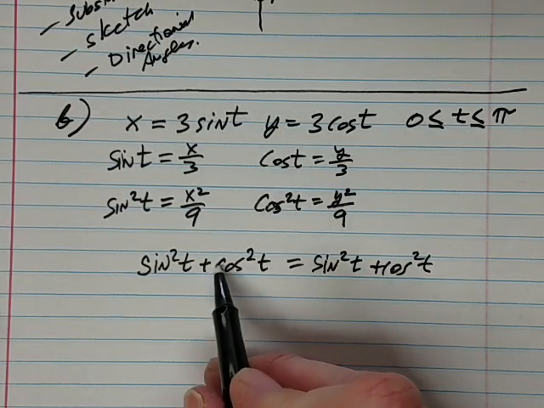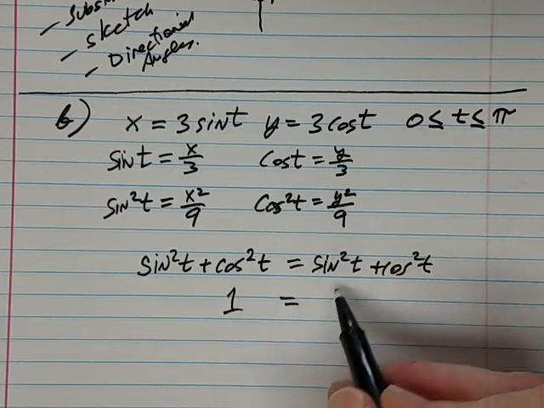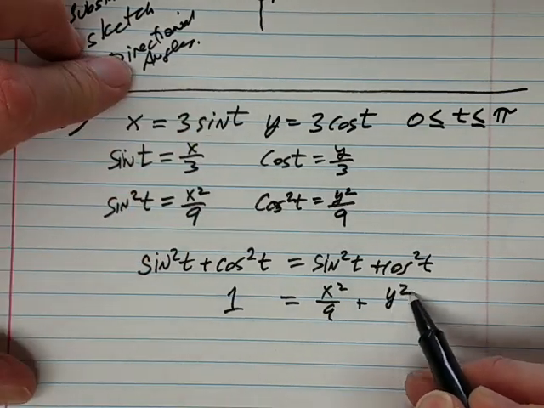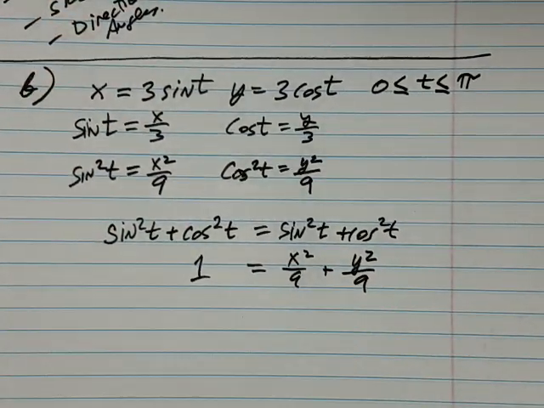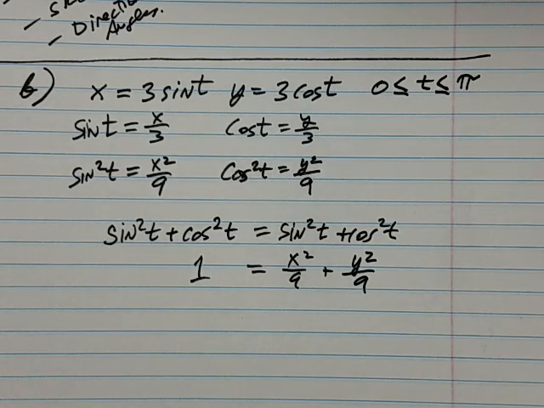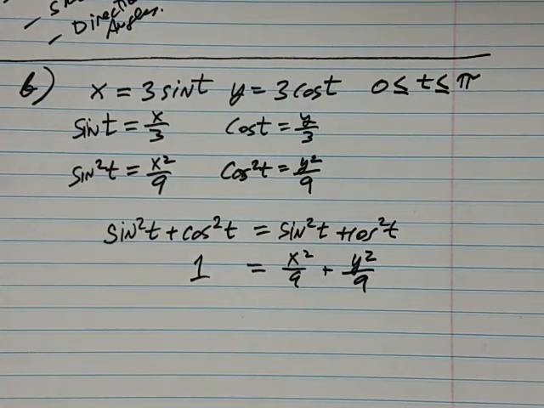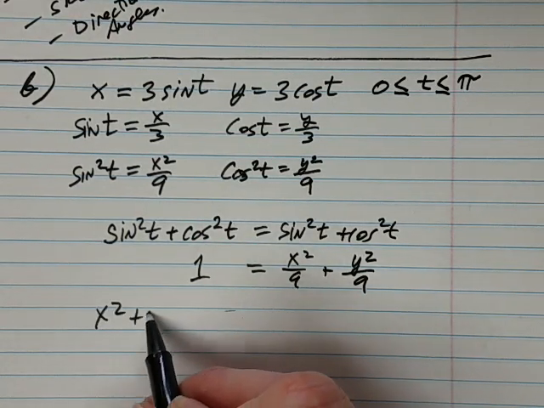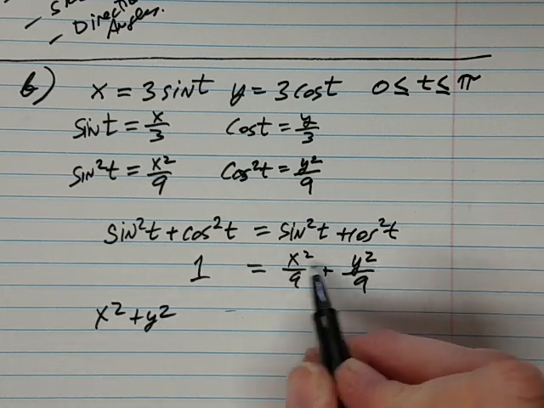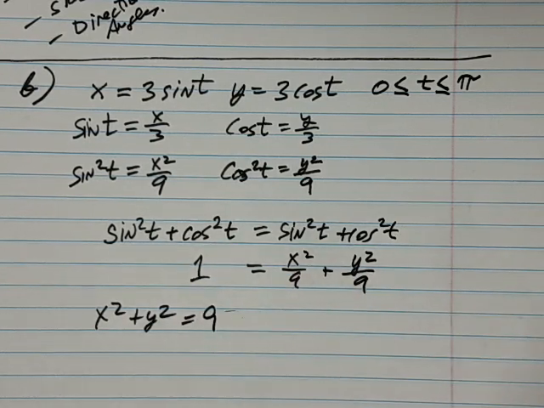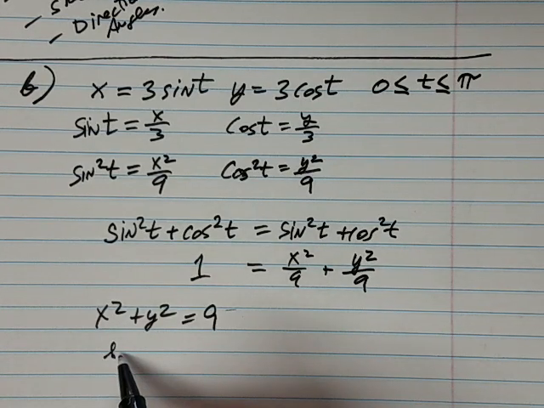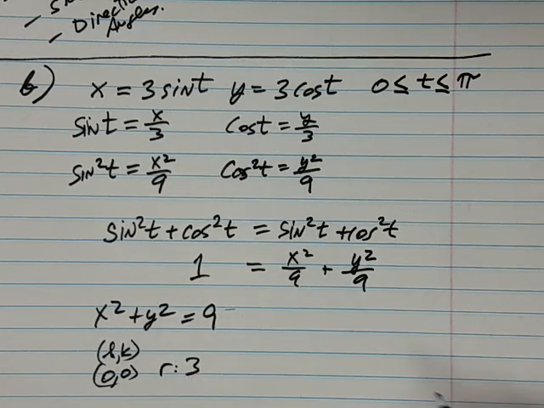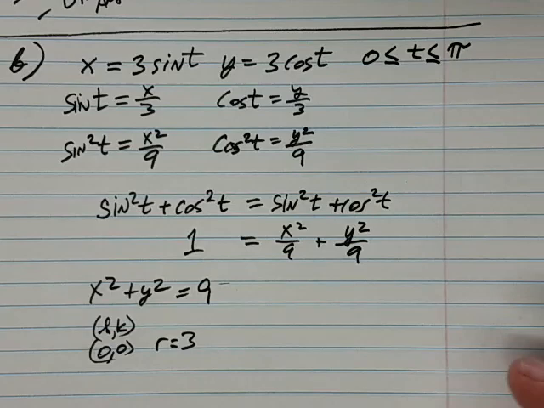Well, sine squared t plus cosine squared t is 1. Sine squared t is x squared over 9. Cosine squared t is y squared over 9. I have an ellipse. In fact, even better, I have a subset of ellipses called a circle. Let's multiply both sides by 9, and I'm going to write it over here: x squared plus y squared, I multiply by 9 and 9 here, again 9. I now have a center, h, k, of 0, 0, and I have a radius of 3. Radius equals 3. So I have a circle.